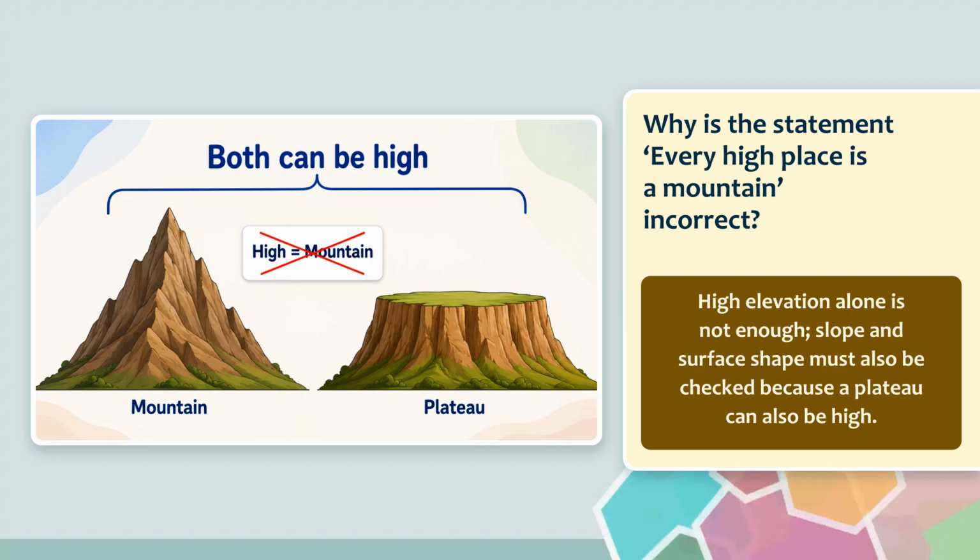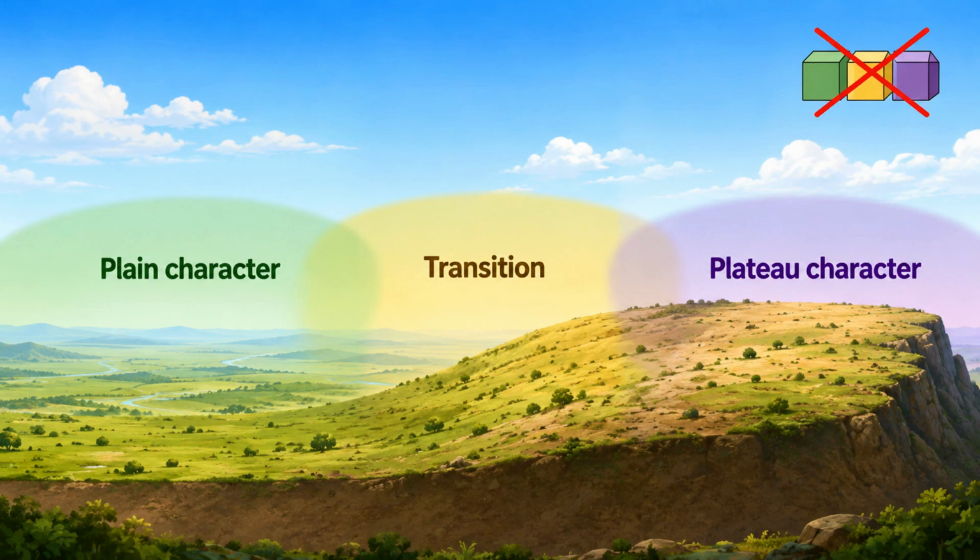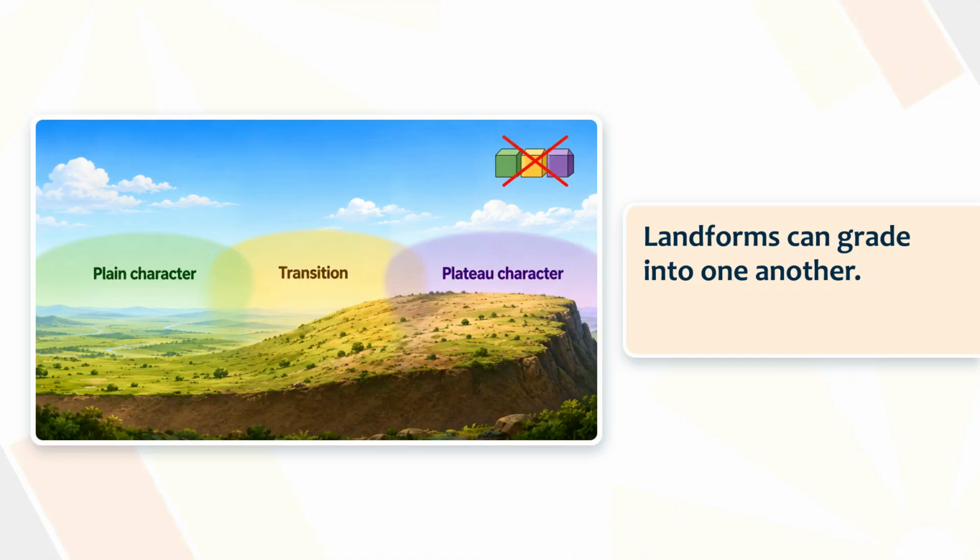Next, we will look at another common mistake, treating landforms as if they always have sharp, fixed boundaries. Real terrain can change gradually from one landform character to another. That means landform boundaries are not always sharp, fixed lines. Look closely at where one shape becomes another. Landforms can grade into one another. A transition may share features from both sides.